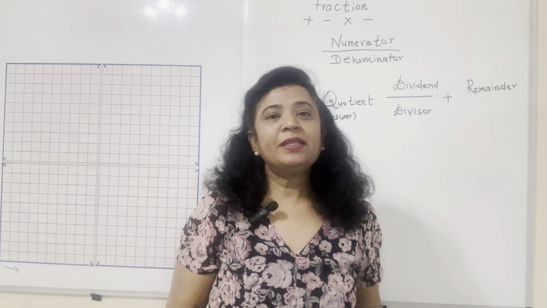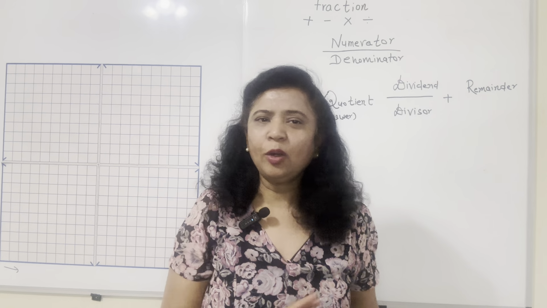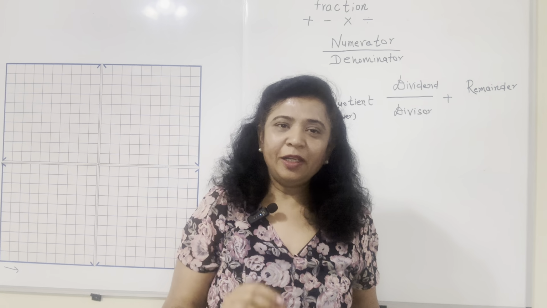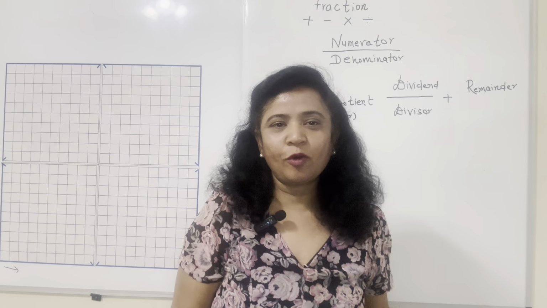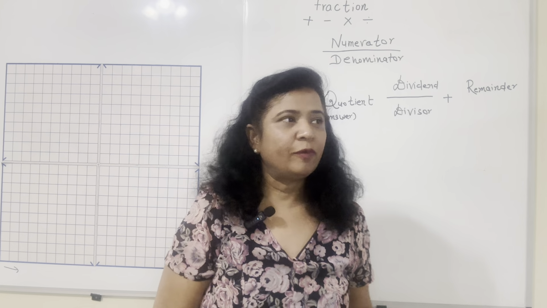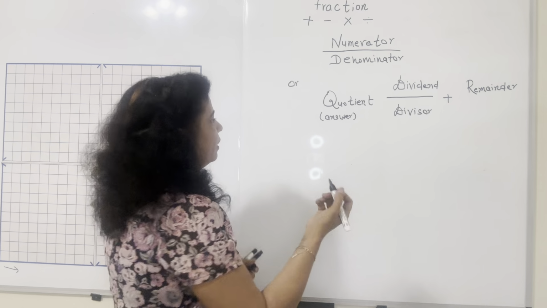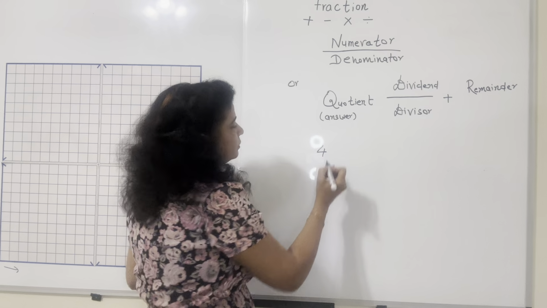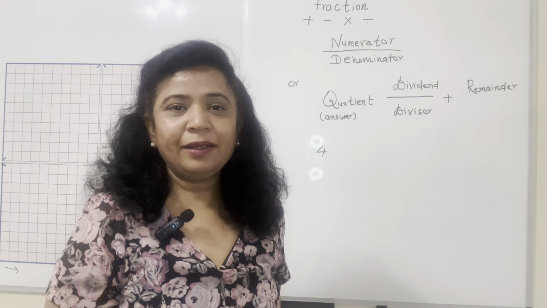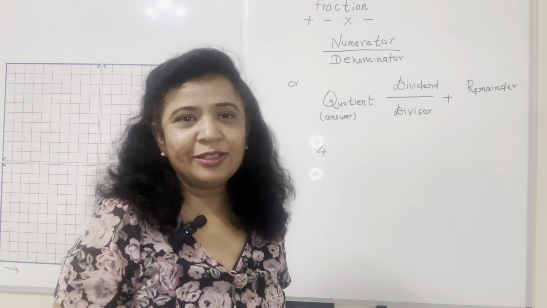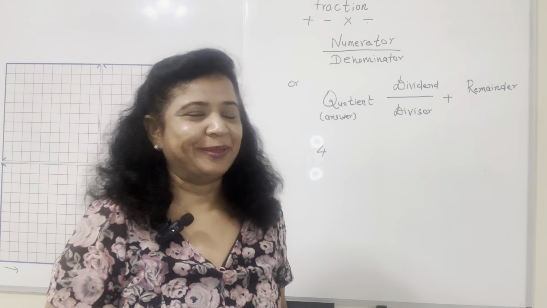So whenever you see a whole number, any whole number, believe me, it's always in a fraction form. You can write it in a fraction form. For example, if you have a number 4, it's a whole number, right? Whole number, it's an integer, rational number, real number.